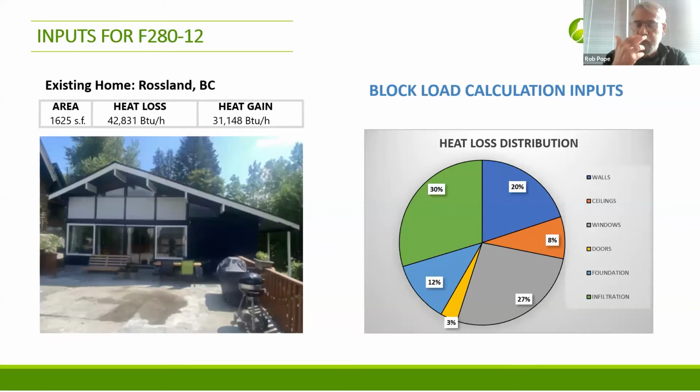If we do an existing home, this is an actual home in Roslyn, 1,625 square feet. You can see what the heat loss and heat gain is here. And these are the inputs that make up what the load calculation tells us. Walls, ceilings, it's all pretty well the same thing, but it's a block load and not a room by room load.